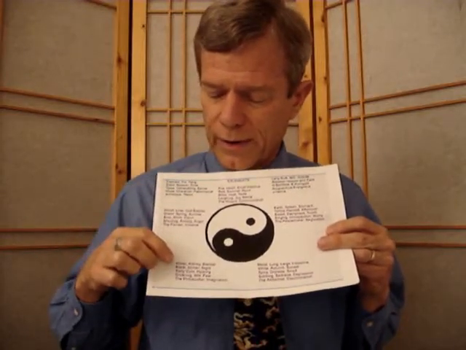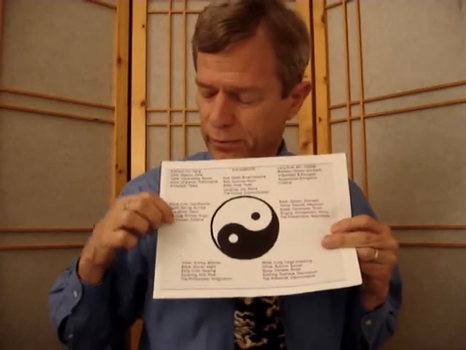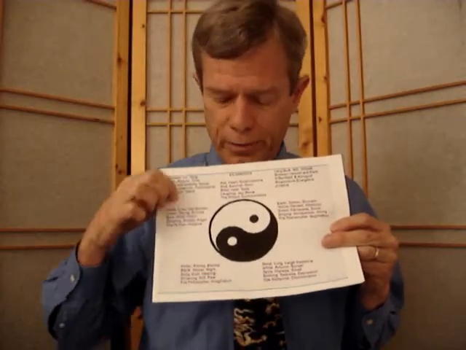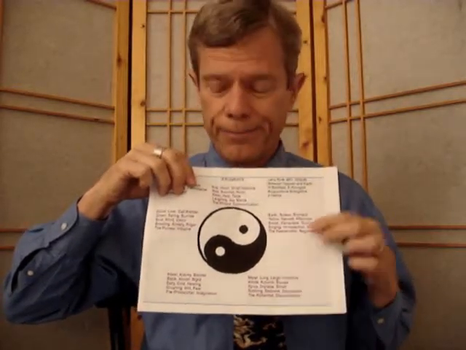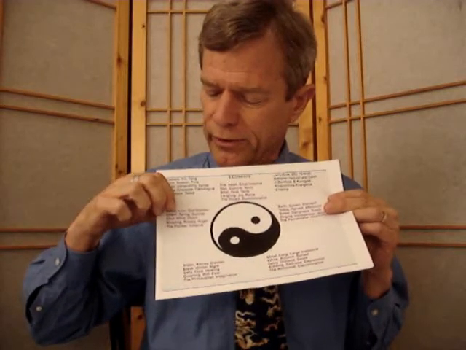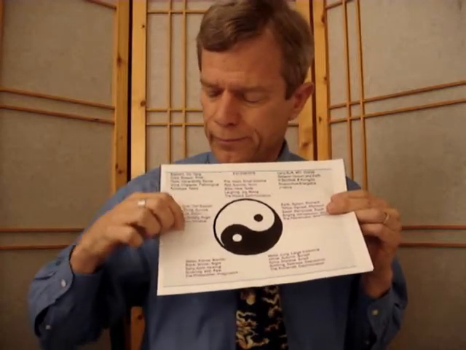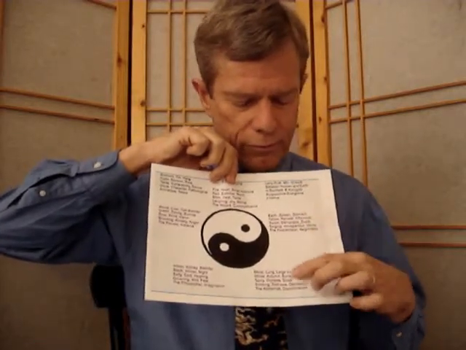Now we're going to look at your favorite color. Would be black or dark blue in the water element. Then green, red, yellow, and white. Then your favorite season would be winter, spring, summer, harvest, or autumn.